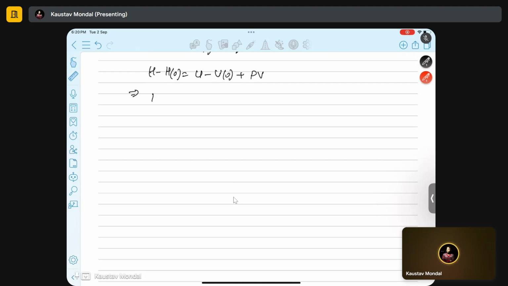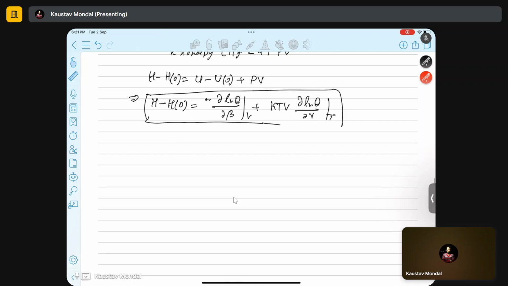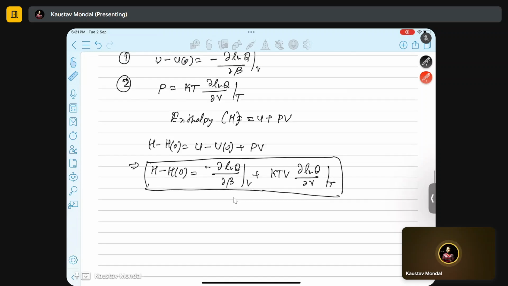After substitution we get H minus H0 equal to minus del ln q by del beta at constant volume plus kTV times del ln q by del V at constant temperature. So we got the expression of the enthalpy.